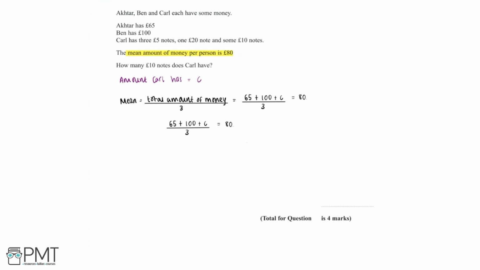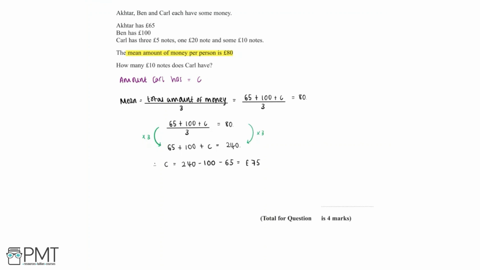Let's start by multiplying both sides by 3. 65 plus 100 plus C, all divided by 3, multiplied by 3, will leave us with 65 plus 100 plus C. And 80 multiplied by 3 is equal to 240. And so we can say that 65 plus 100 plus C is equal to 240. We can move the 65 and the 100 over to the right hand side, and we can say that C is equal to 240 take away 100 take away 65, which will leave us with £75. And so we've found that C is equal to £75.